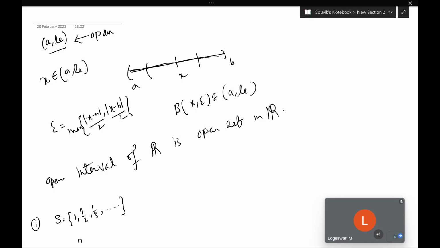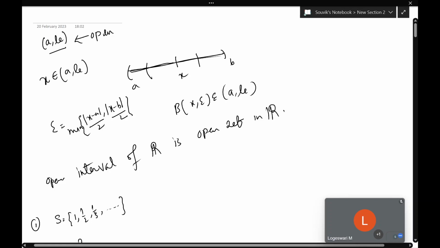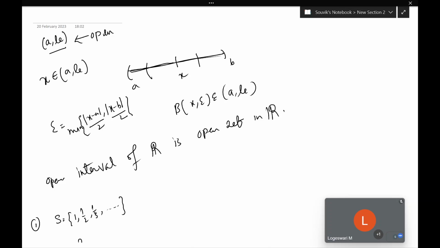We have chosen a small x from the open interval AB, and we have chosen a very small epsilon around x. How has the epsilon been chosen? Epsilon is the minimum of mod x minus a by 2 and mod x minus b by 2. With this epsilon, you can check that the neighborhood of x with radius epsilon is a subset of open interval AB, and in this way open interval AB is an open set. So this argument tells that any open interval in R is an open set.